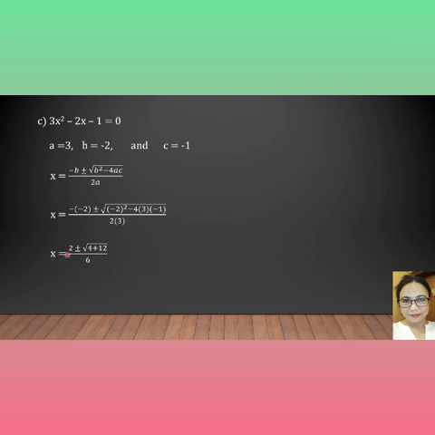So we now have x equals 2 plus and minus square root of 4 plus 12 all over 6. 4 plus 12 equals 16. So we now have x equals 2 plus and minus square root of 16 all over 6. Square root of 16 equals 4. So we have x equals 2 plus and minus 4 all over 6. Taking the positive root, we get x equals 2 plus 4 all over 6. 2 plus 4 is 6 over 6 equals 1. Taking the negative root, we have x equals 2 minus 4 all over 6. 2 minus 4 equals negative 2. All over 6 will give you negative 1 over 3. So the two values of x are x equals 1 and x equals negative 1/3.